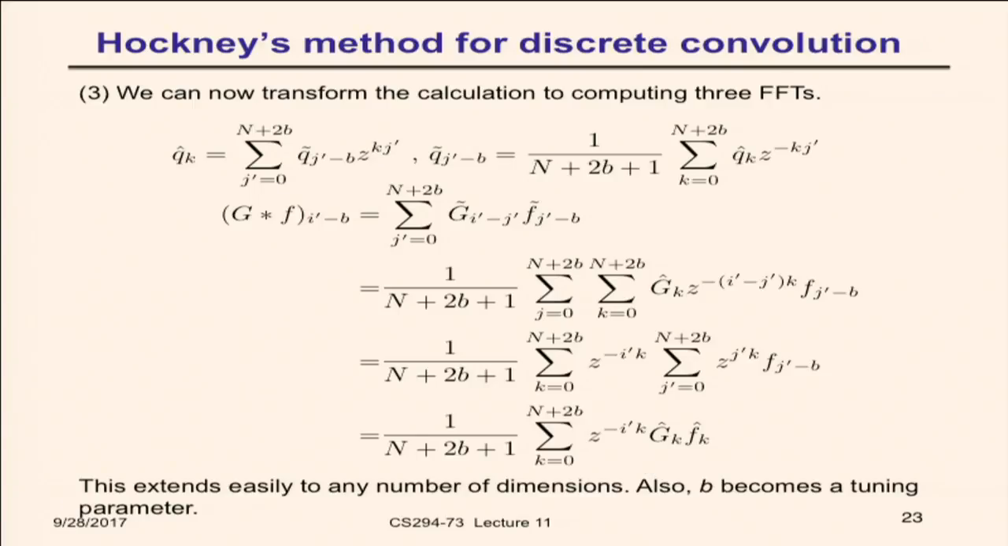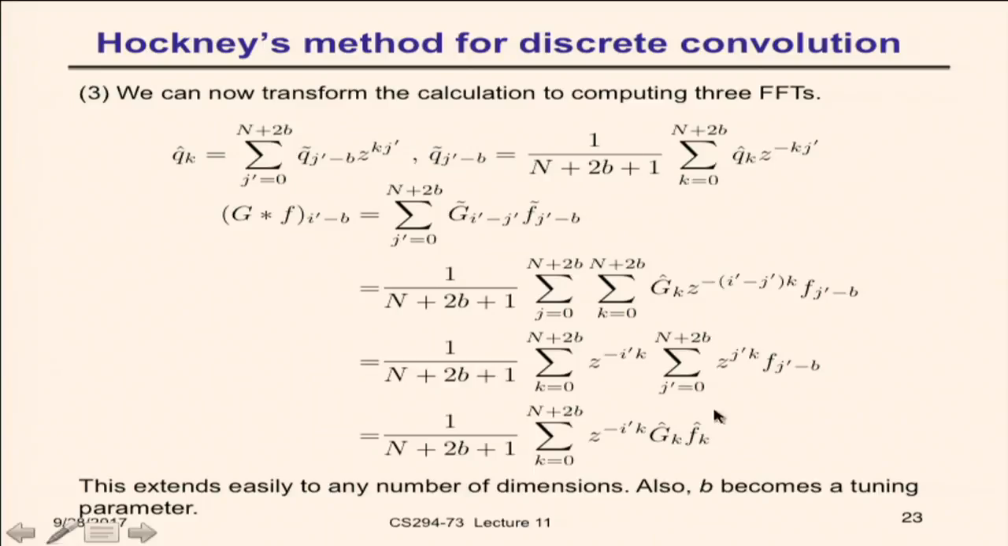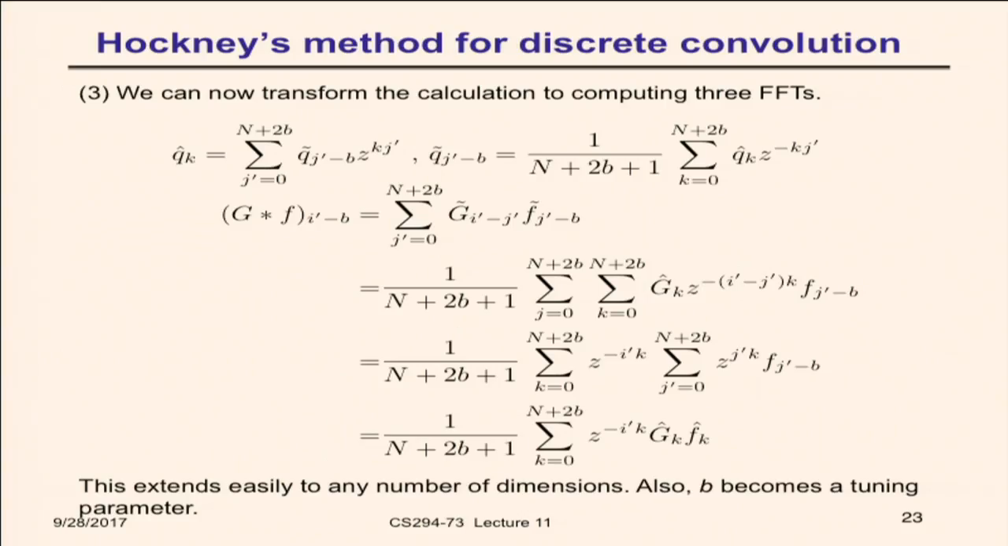So now I've converted something that on the face of it looked quite hard. It looked n squared-ish, like matrix multiplication again. And I've now converted it to something that looks n log n: two forward transforms and an inverse transform. It extends easily to any number of dimensions. Also, I was careful to say B is larger than or equal to n, so B becomes a tuning parameter in this.